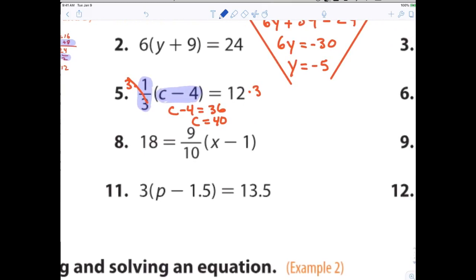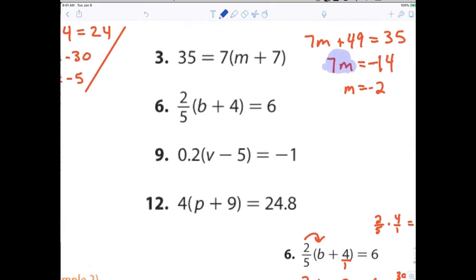What can I do first? I can distribute, or I can just divide by 6. So y plus 9 equals what? 4. And now what do I do? Minus 9. So y equals what? Good job. Does everybody see it's the same answer? Can you do that for the whole thing? Yeah, that's what I'm showing you right now. If you forget, you can just distribute, right? But it does make it much easier.